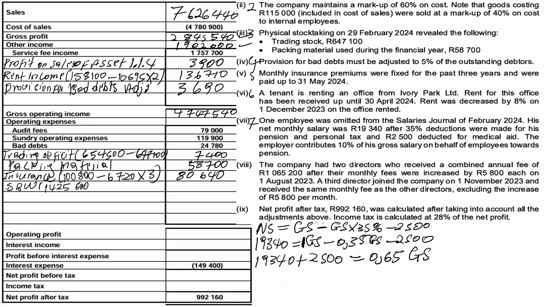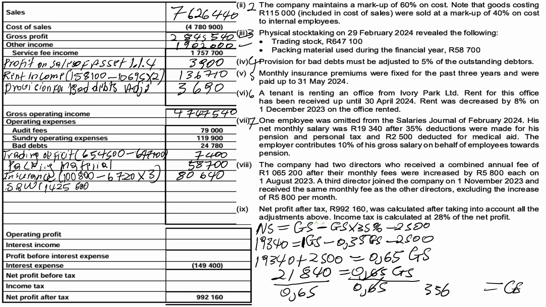So 19,340 plus 2,500. On my side, I'm getting 21,840, which is equal to 0.65 GS. So what do we do? We divide by 0.65 on both sides. These two will cancel. We're only left with the GS. So GS is equal to 21,840 divided by 0.65. The gross salary, guys, is 33,600.